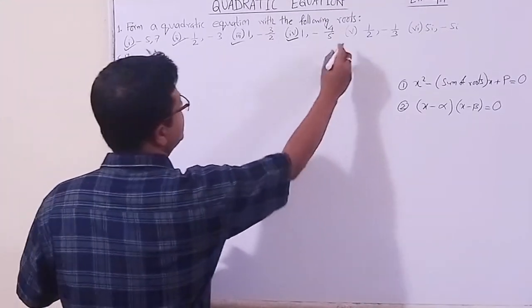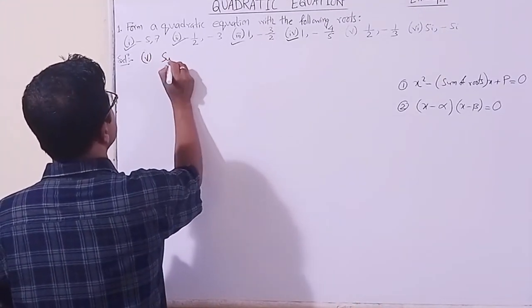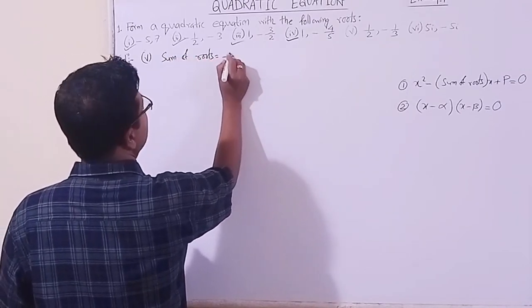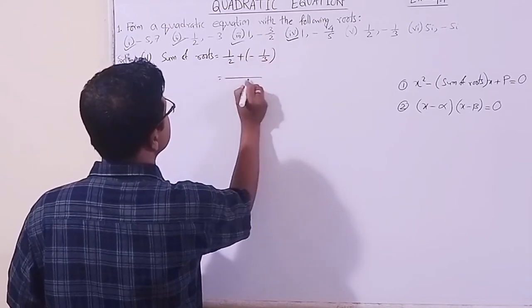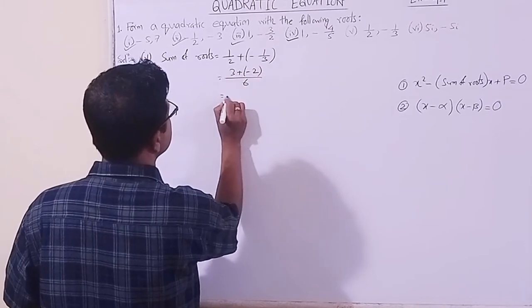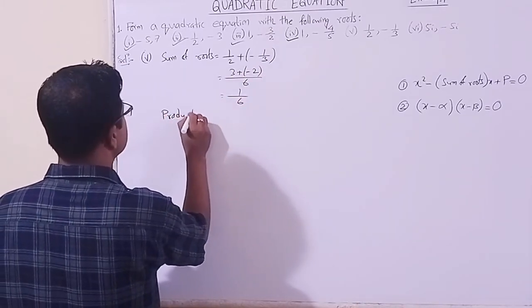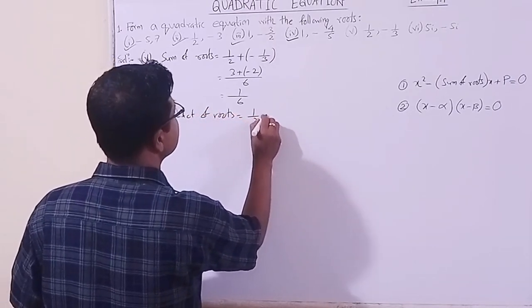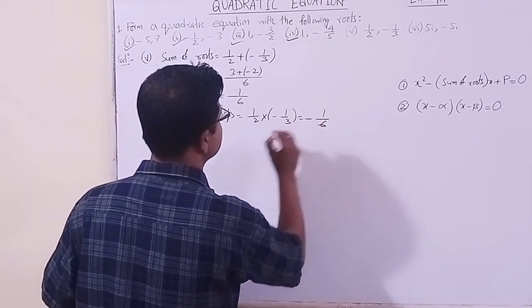Alright. Now we have to move to number 5. Okay, this is also very simple. Sum of roots: half plus minus 1 by 3. LCM 6. 3 plus minus 2. Okay, 1 by 6. Product of roots: half into minus 1 by 3. How much is it? Plus minus 1 by 6.